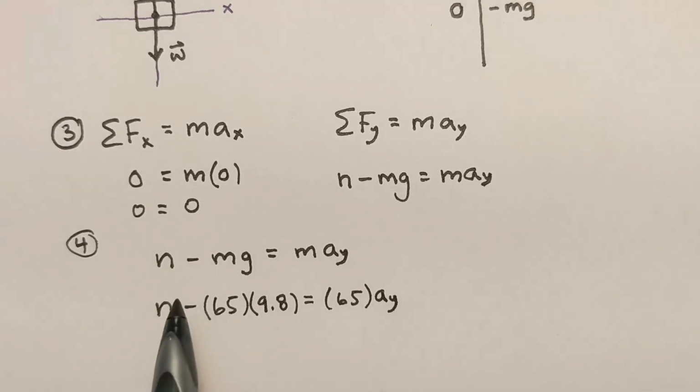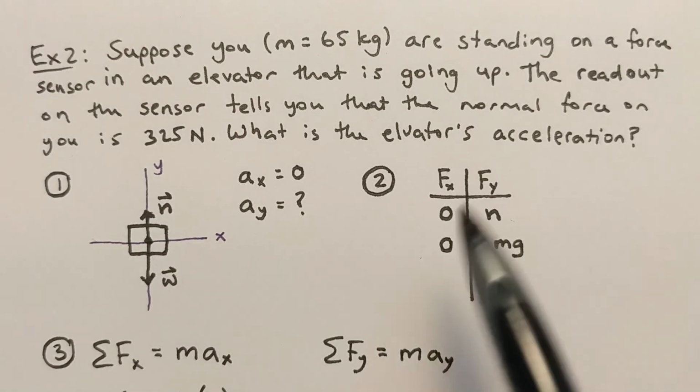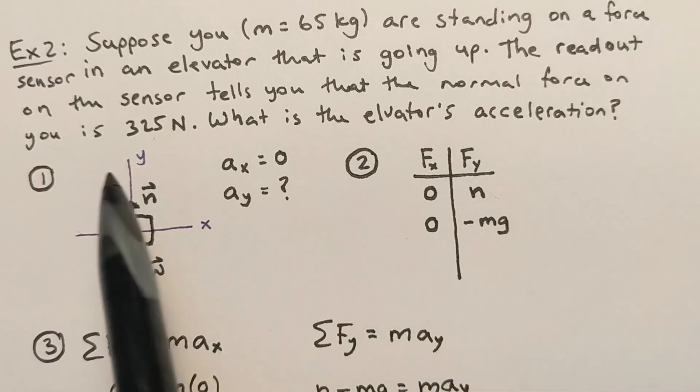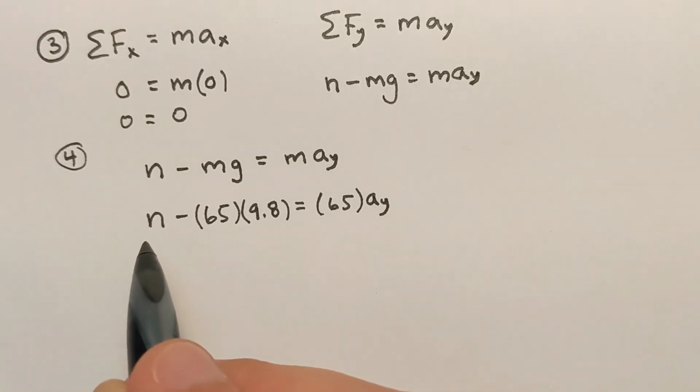Hold on one second. We do know the normal force. They told us in the problem. Let's go back and read it carefully. It says that the readout on the sensor tells you that the normal force on you is 325 newtons. So we actually have one more piece of information. Let's go ahead and add that. That's the normal force.